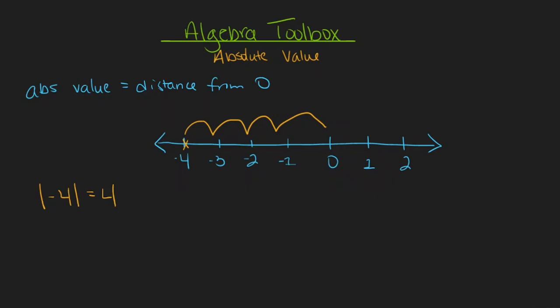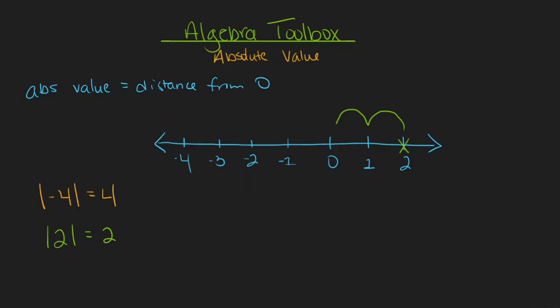Let's double check that this is true by testing another value. This time, let's look for the absolute value of 2. What we have to do first is find 2 on the number line. It's right here. And then count how many jumps we have to take to get from 2 to 0. I have to take 1, 2 jumps. So that tells me that the absolute value of 2 is 2. Once again, we'll see that our absolute value is a positive number.